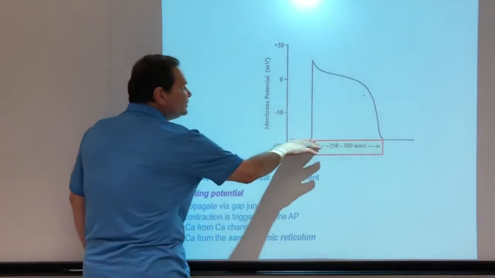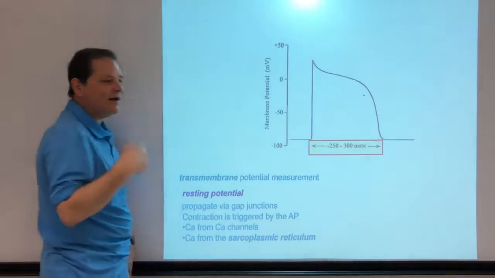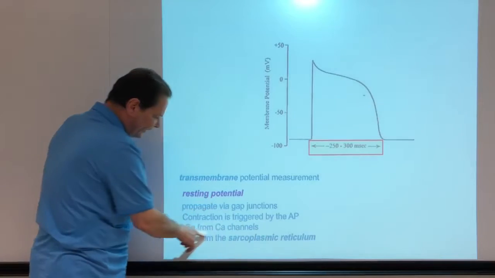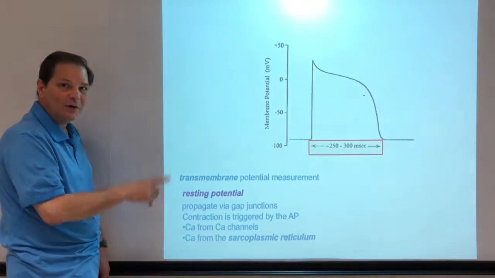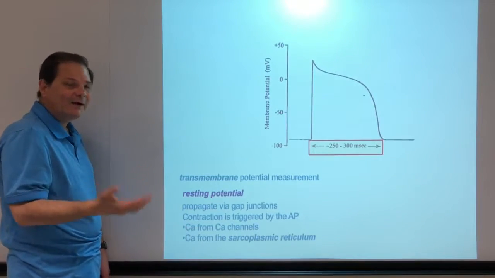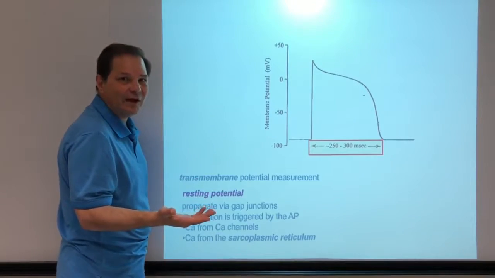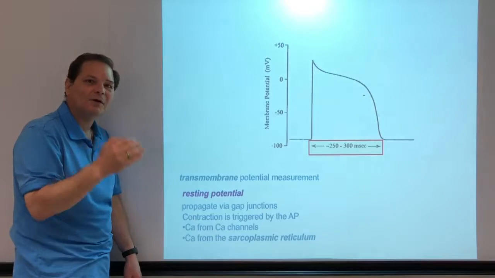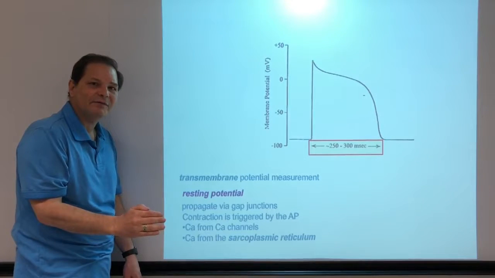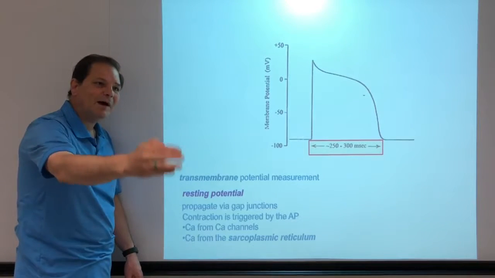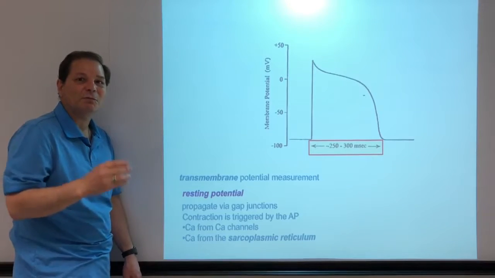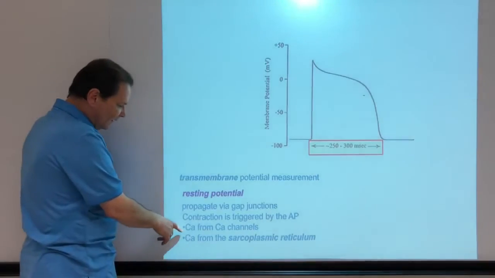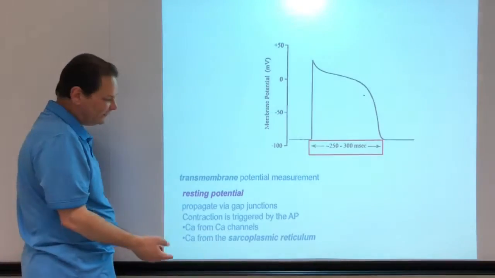When the voltage goes up here, and when the inside of the cell becomes positive, it causes calcium channels in the membrane of the cardiac cell to open. And calcium flows into the cell. Calcium concentration is high on the outside of the cell, low on the inside of the cell. Calcium moves from high concentration to low concentration through the open channel, okay? And calcium accumulates in the cytosol.